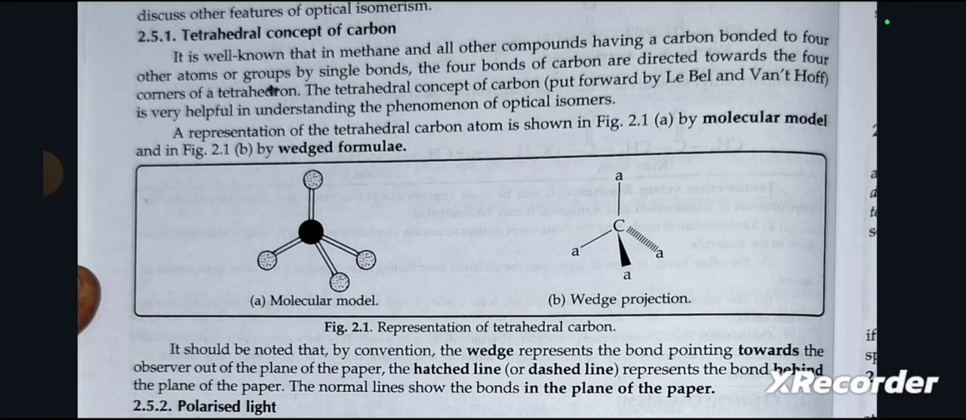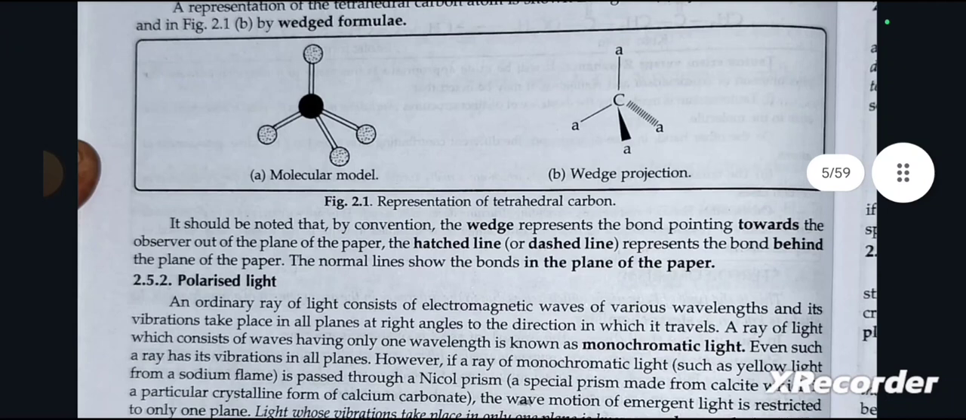2.5.1 Tetrahedral concept of carbon. It is well known that in methane and all other compounds having a carbon bonded to four other atoms or groups by single bonds, the four bonds of carbon are directed towards the four corners of a tetrahedron. The tetrahedral concept of carbon, put forward by Le Bel and van 't Hoff, is very helpful in understanding the phenomenon of optical isomerism. A representation of the tetrahedral carbon atom is shown in figure 2.1a by a molecular model and in figure 2.1b by a wedge formula. A, molecular model. B, wedge projection.